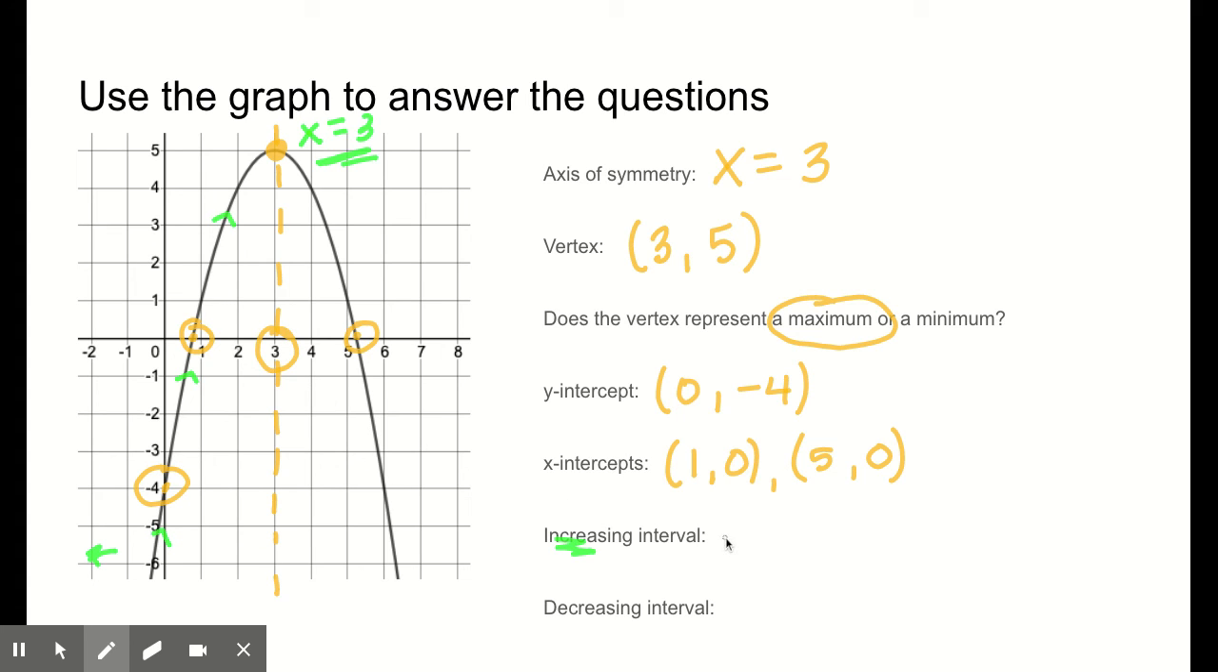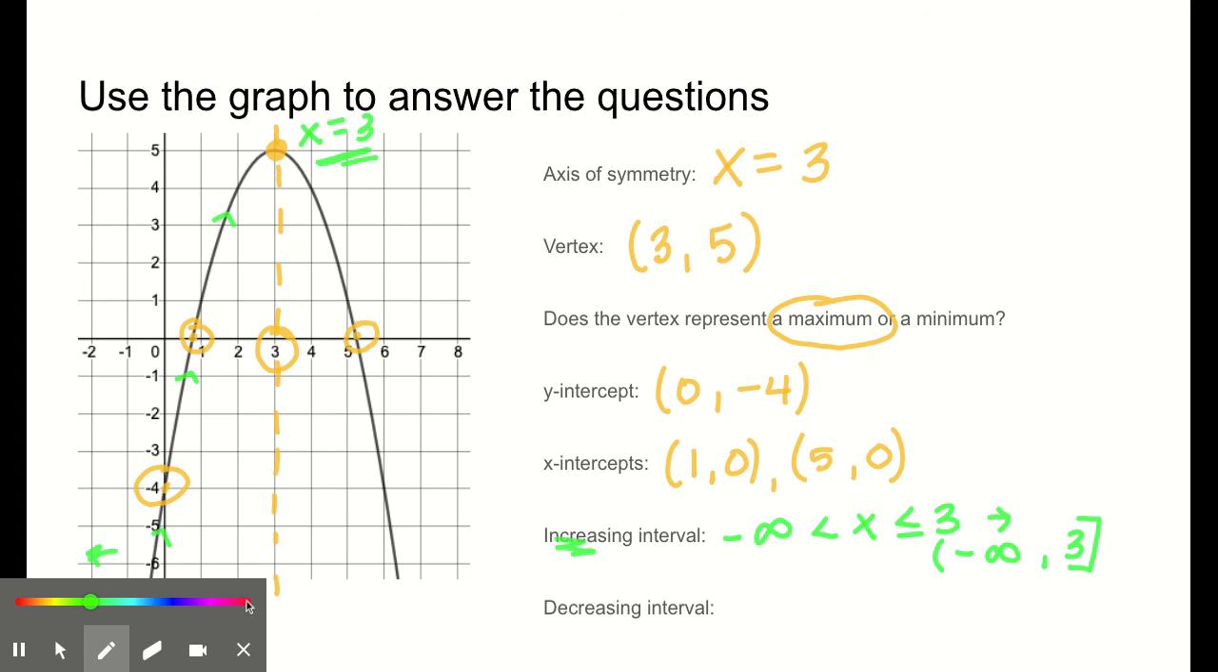So the increasing interval is negative infinity less than x less than or equal to positive 3, or in interval notation, that's going to be parentheses, negative infinity, 3, with a bracket, because we cannot equal infinity, but we do equal at 3. So our graph is equal to x equals 3. There is not a hole there.